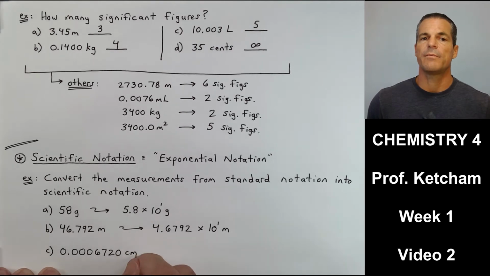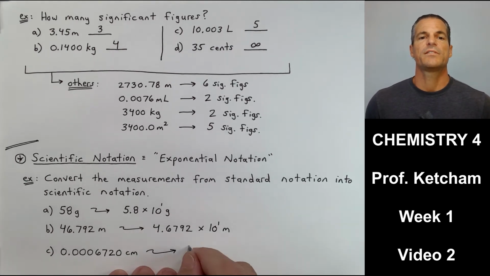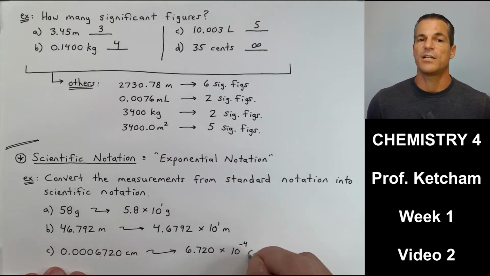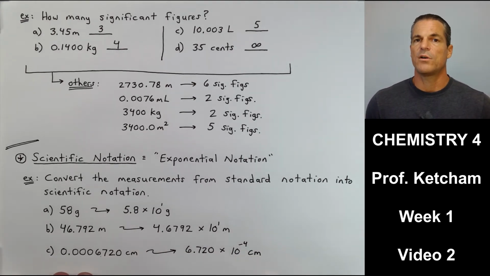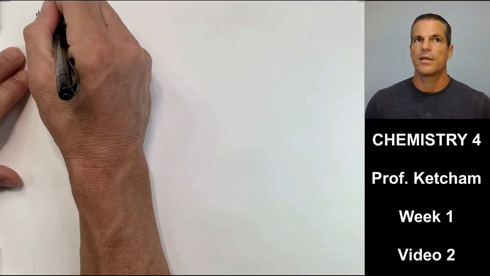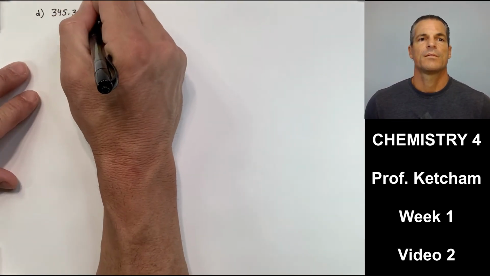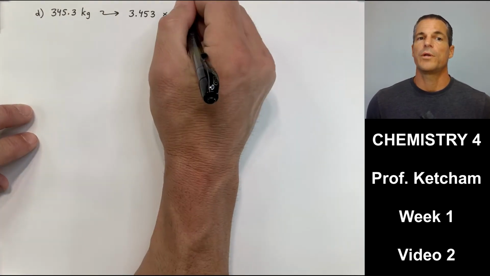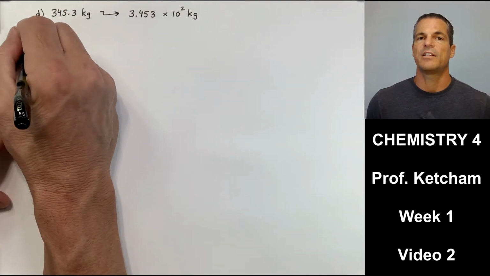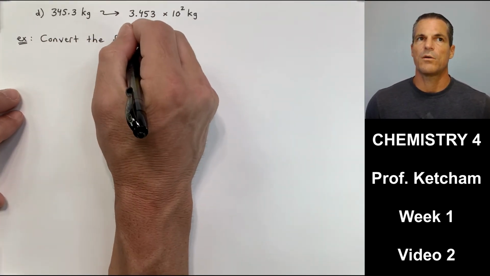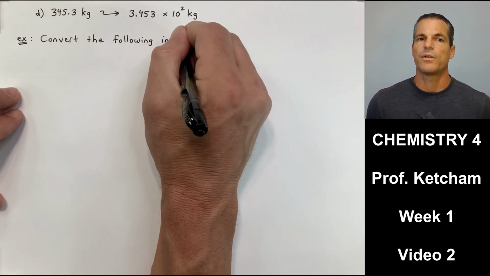0.006720 centimeters becomes 6.720 times 10 to the minus 4th centimeters. That base number has to always be between 1 and just under 10. Okay? D, 345.3 kilograms. This is 3.453 times 10 to the second kilograms. All right, the number of significant figures I start with is the number of significant figures I end up with.